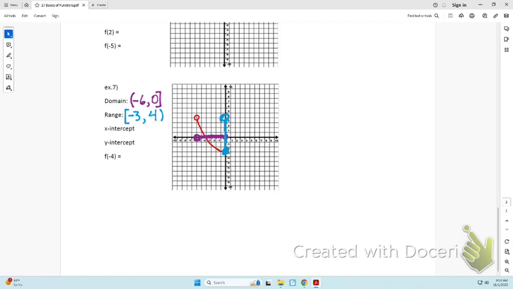X-intercept, I hope these are pretty easy. I need to clear that away. Is at -4. And the y-intercept is at -3. And f of -4, we already kind of said, is at 0.